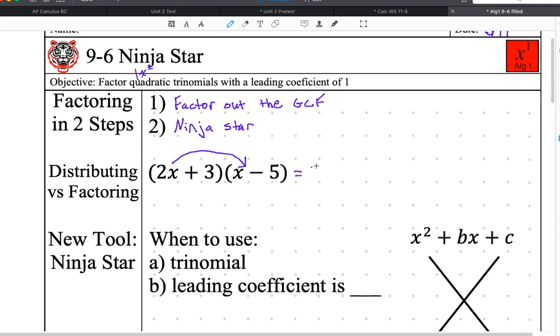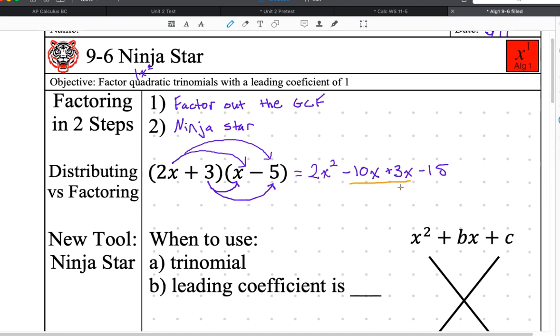2x squared. Oh, nice. Lots of people got 2x squared. I don't know why I wrote cube. Okay, and then I do outer. So 2x times -5. Shout it out. Negative 10. Yeah. Okay, and then we're going to do inner. So 3 times x is 3x. And 3 times -5 is negative 15. Perfect.